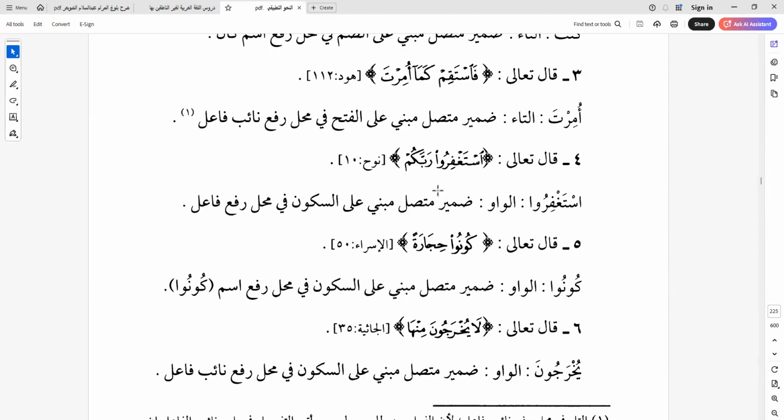So what is the word doing? Is it اسم كان or خبر كان? Let's look at the حجارة. Most of the time خبر كان is منصوب. It has فتحتين at the end. So therefore, where is the ism? The ism must be the واو الجماعة. So كونوا واو ضمير متصل مبني على السكون في محل رفع اسمه كونوا. Or you can say اسمه كان, because كونوا is from كان.